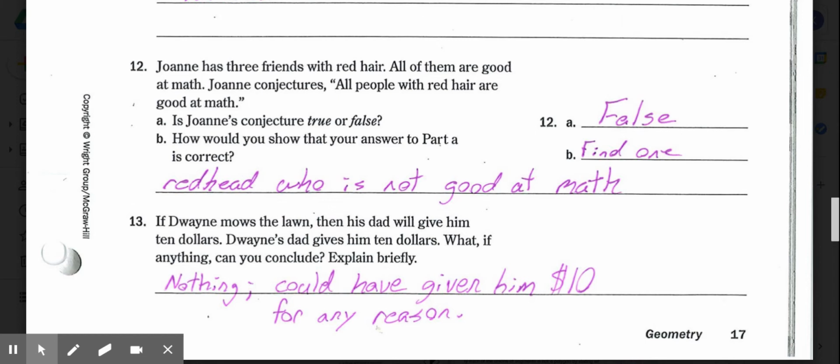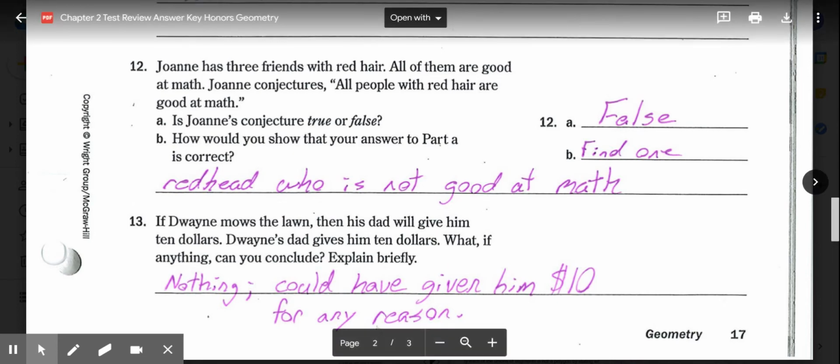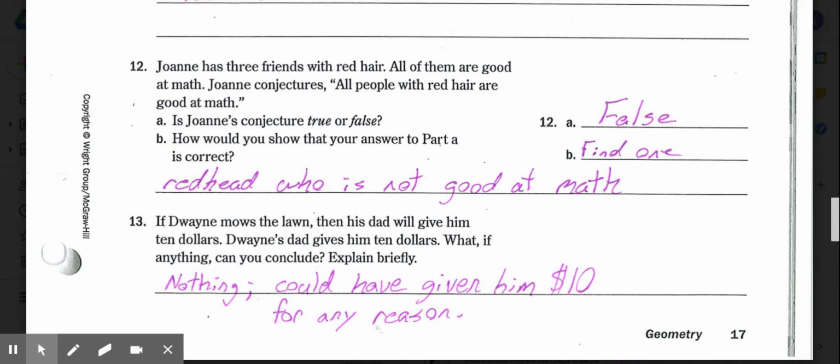math. So in order for part B, where it says, how would you show that the answer to part A is correct? So how would we support saying that that original conjecture is false? The way we could do that is by providing a counterexample, which would be finding one redhead person who is not good at math.